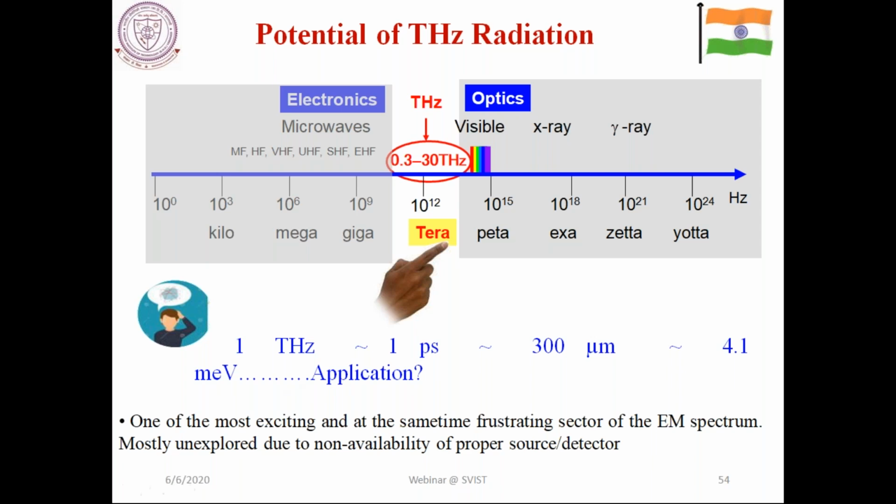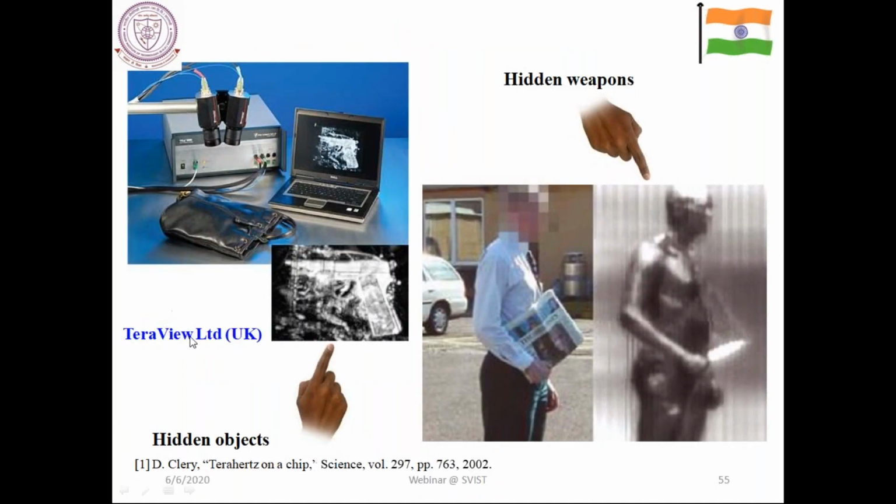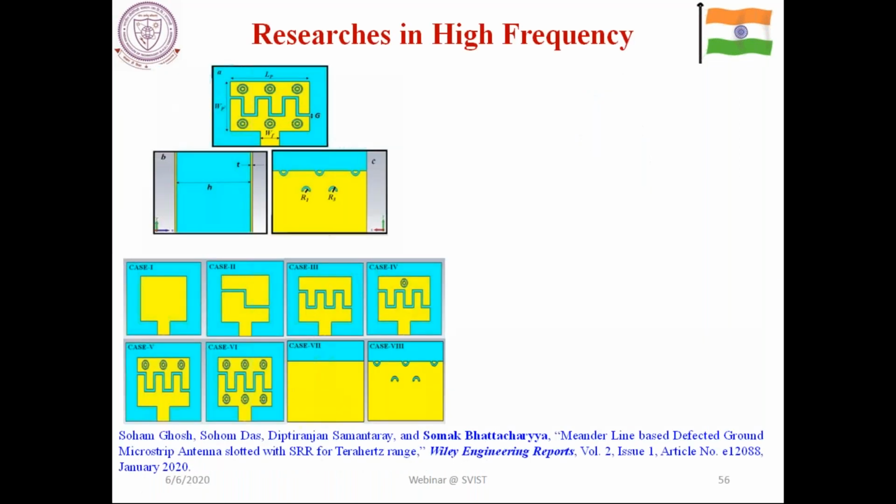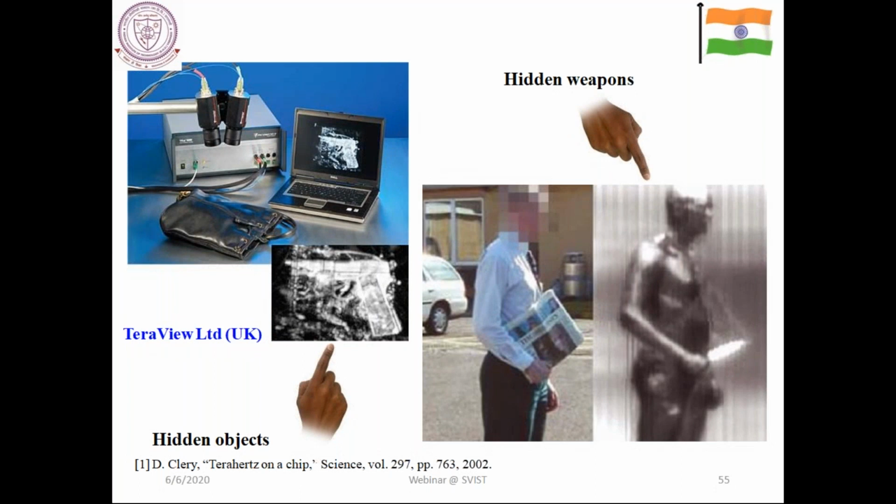So the associated energy is much less, and that gives you much better applications, because the ionization will be much reduced, and that gives you some kind of security applications. For example, in this particular bag, some gun has been hidden, which can be easily detected, and this particular person is carrying a knife beneath the newspaper, which is also easily detectable. So you can do security applications much more easily by using terahertz.